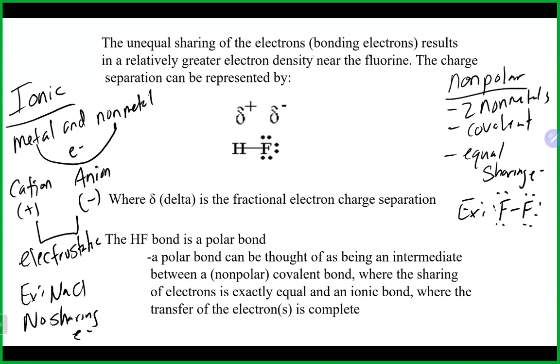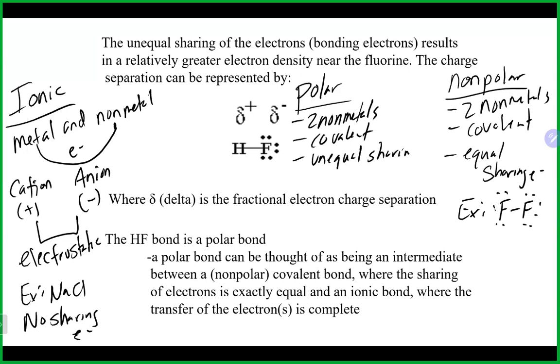And in the middle of those two, we have a polar covalent bond, which is also between two nonmetals, also covalent, and we have unequal sharing of electrons. The result of that is something like HF, where the fluorine is more negative because it is more electronegative and is going to drag the electrons towards it. The hydrogen is more positive, and we get this unequal sharing of electrons.